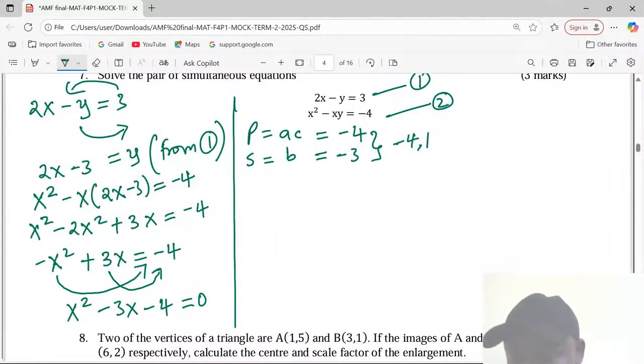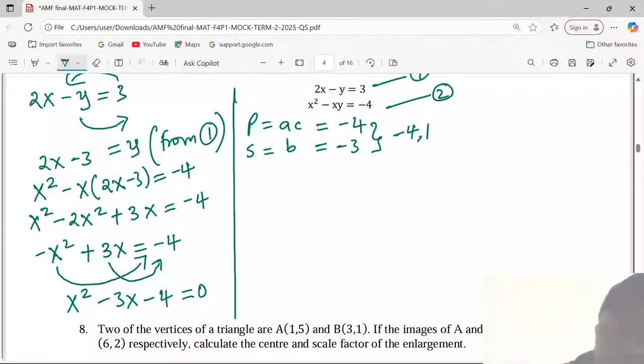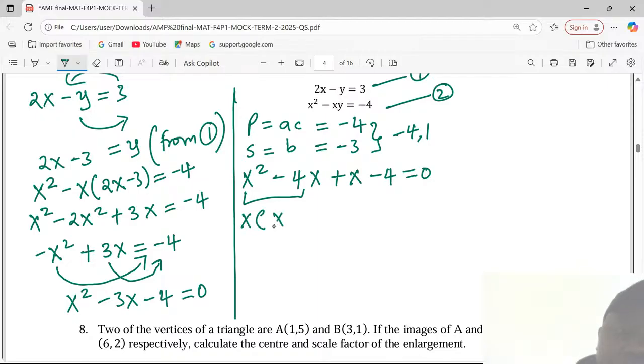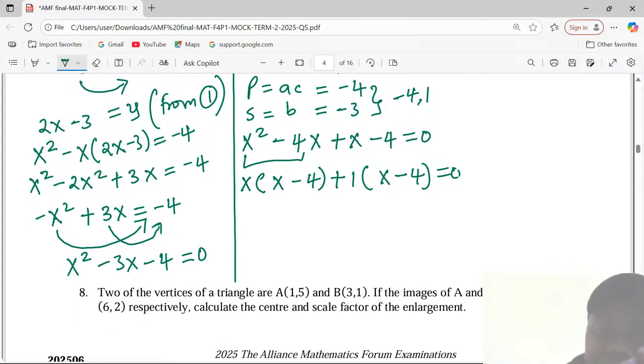So at this point, we can replace negative 3 with negative 4 and 1. So the equation becomes x squared minus 4x plus x minus 4 equals 0. From the first two terms, we factor out x to remain with x minus 4. Then in the other two, we factor out only 1 to remain with x minus 4. This is equal to 0. So from inside the brackets, we have x minus 4. From outside the brackets, we have x and a positive 1, equals 0.